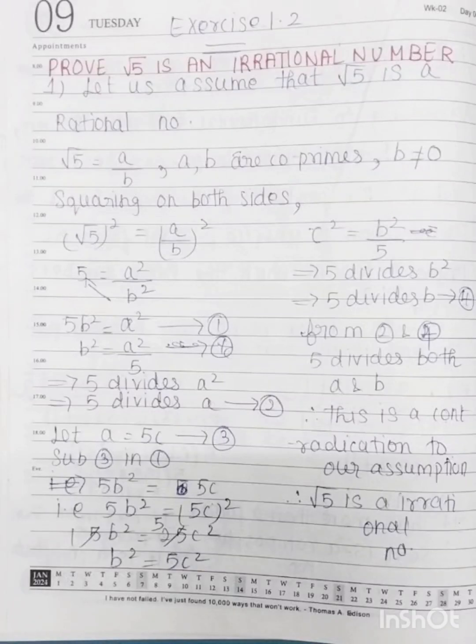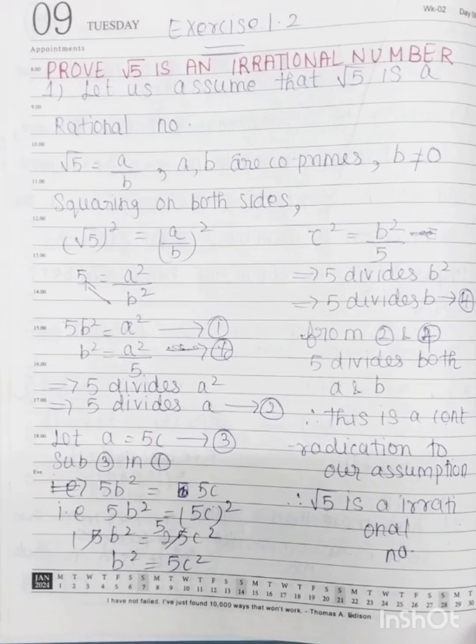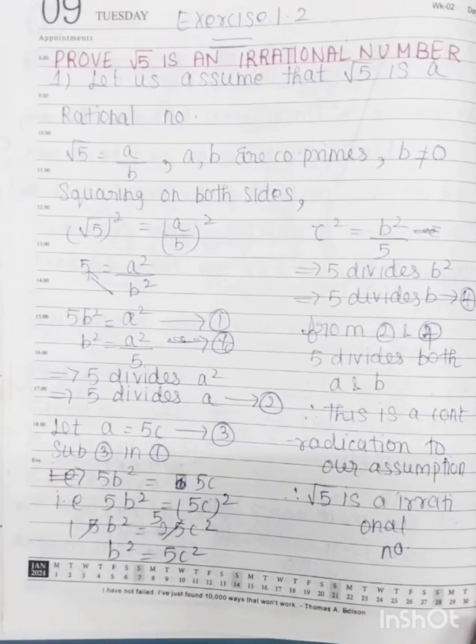Hello everyone, today we are going to see class 10 exercise 1.2 question number 1. Prove that root 5 is an irrational number. So we have to prove that root 5 is an irrational number. First we are going to assume that root 5 is a rational number.